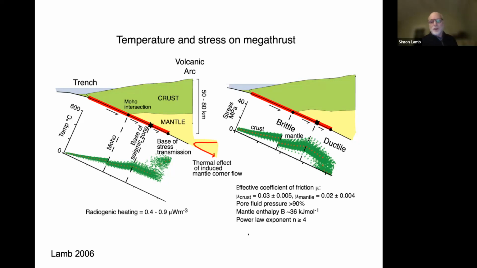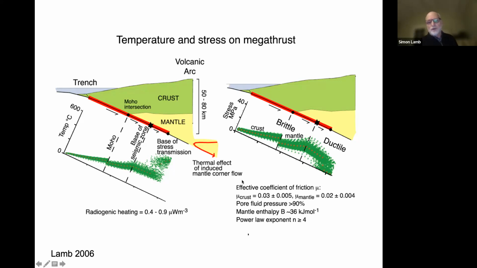And typically speaking, the frictional coefficients are incredibly low. So bearing in mind that the overall shear stresses are very, very low, given that the topographies behind subduction zones aren't very high.